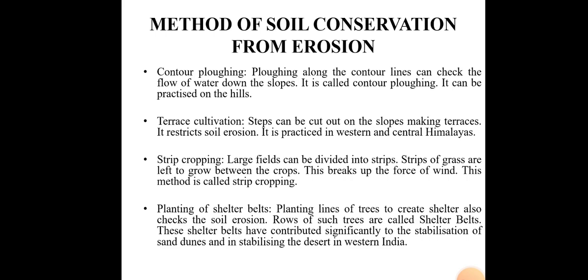And the last is called shelter belt. Planting lines of trees to create shelter also checks soil erosion by wind or water. So in the direction opposite to wind and water, we have to plant trees. Rows of such trees are called shelter belts. These shelter belts contribute significantly to the stabilization of sand dunes and of deserts.